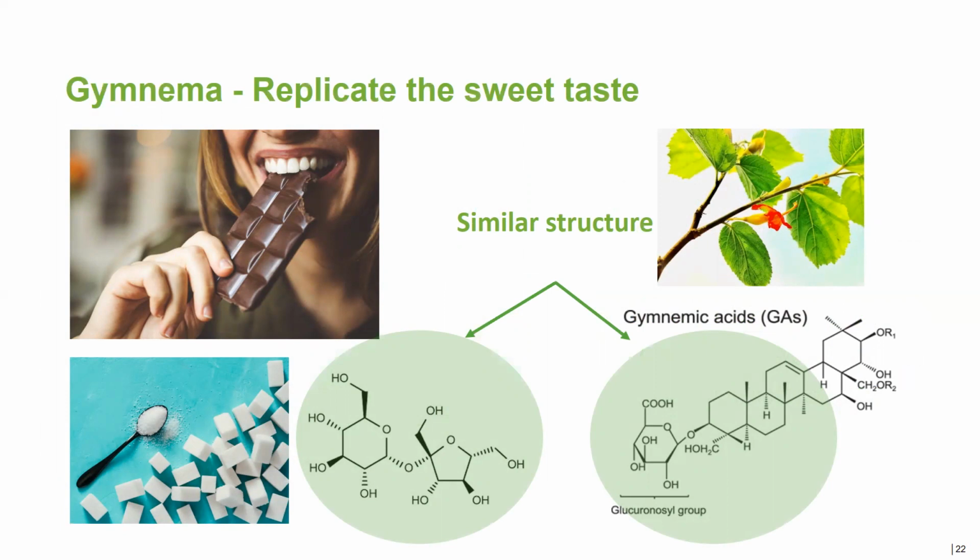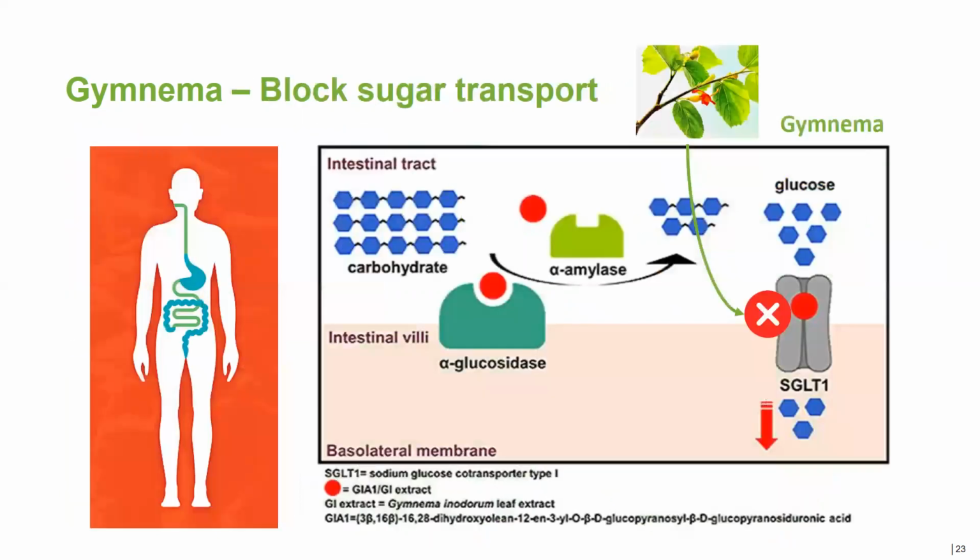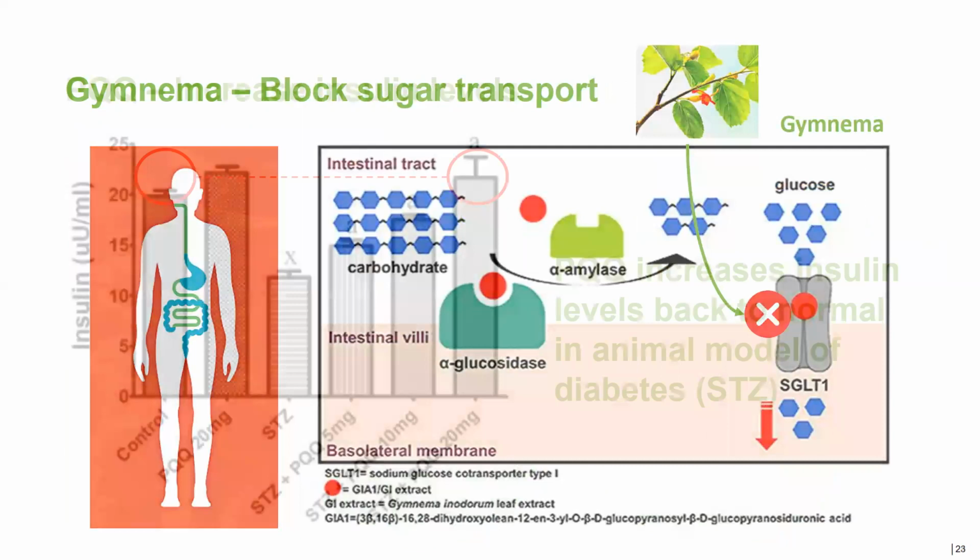We are not talking about just one herb, one thing. So the Jemima, what it does, it has a similar structure to sugar. So it can replicate the sweet taste, but without adding the sugar. All right. So Jemima blocks the sugar transport. You take carbohydrate into your intestinal tract, the stomach, and then the amylase is blocked so sugar cannot enter into the body. Okay. Now let's proceed.